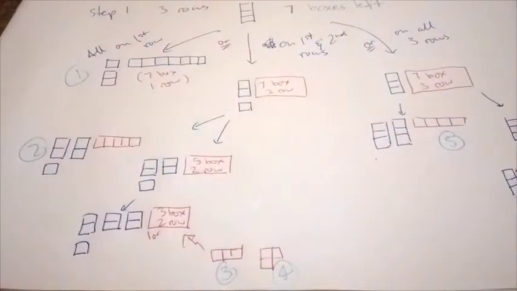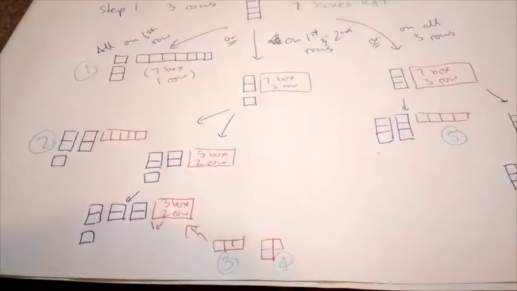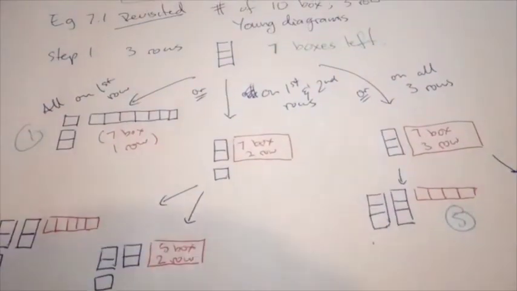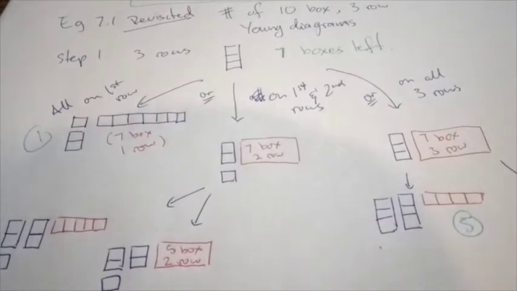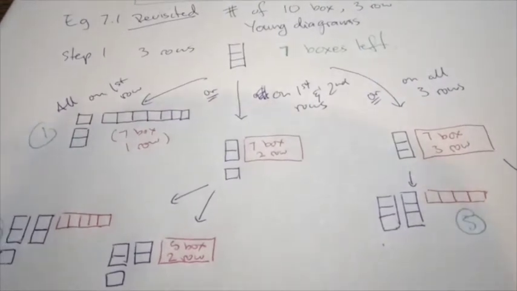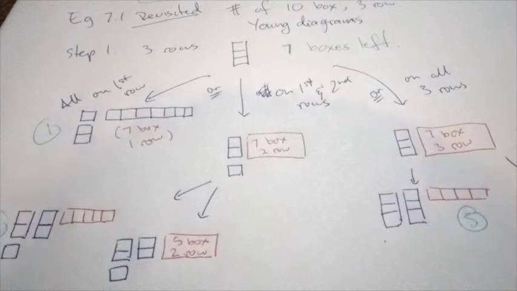So this procedure is actually how we prove the recurrence relation. We don't actually go count all the way down the tree. All we do is we start from the top, and then we count how many ways to do the second row, and the second row is counting how many Young diagrams of slightly fewer boxes there are.